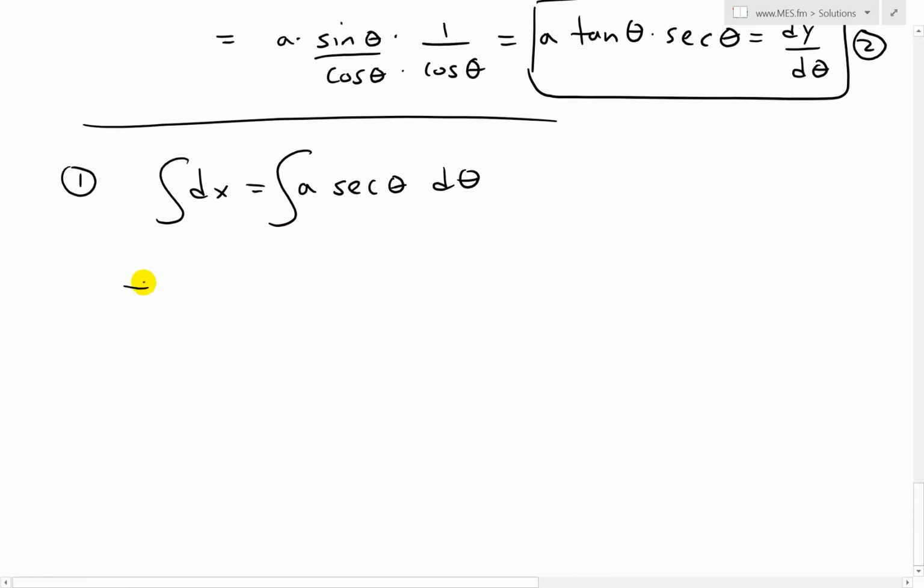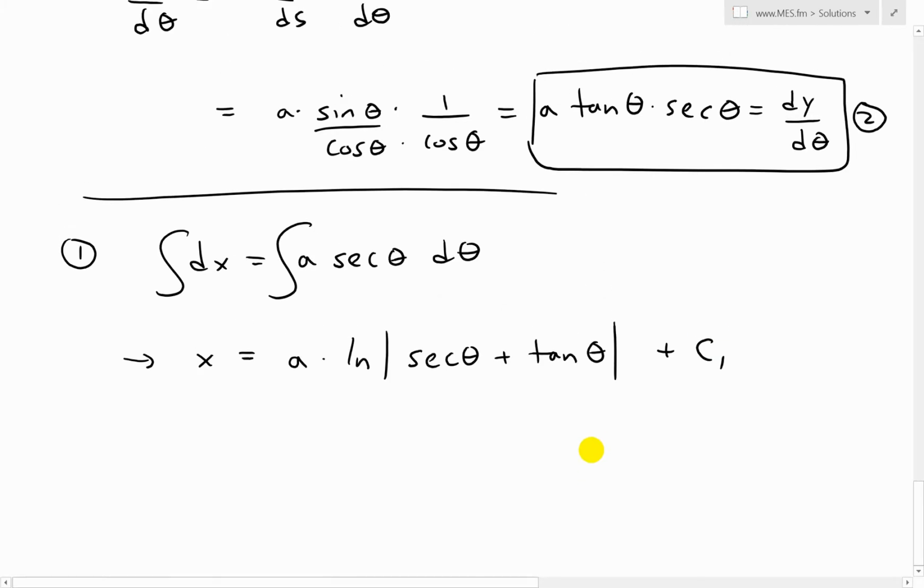What we end up getting is x, and as I showed in my earlier video, I take the constant out, and then the integral of secant is going to be ln of the absolute value of secant theta plus tan theta, plus a constant c1. You can see the proof of this in my earlier video, and I'll put that also in the description below.